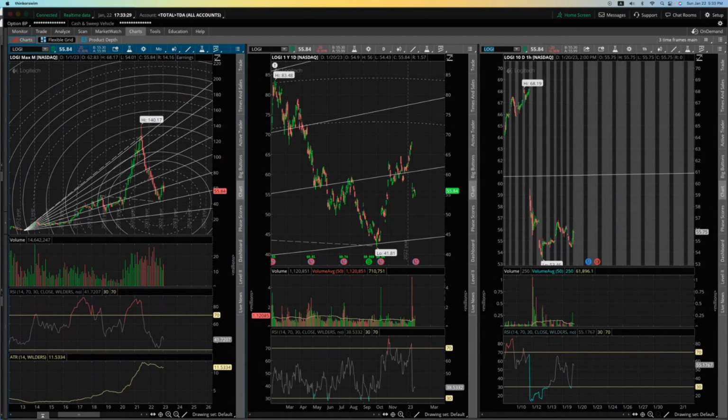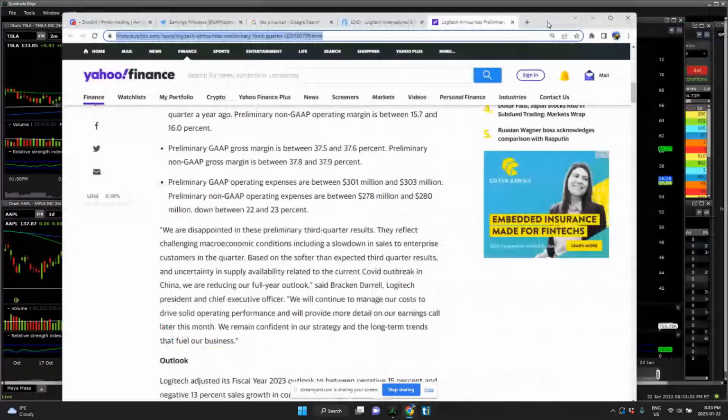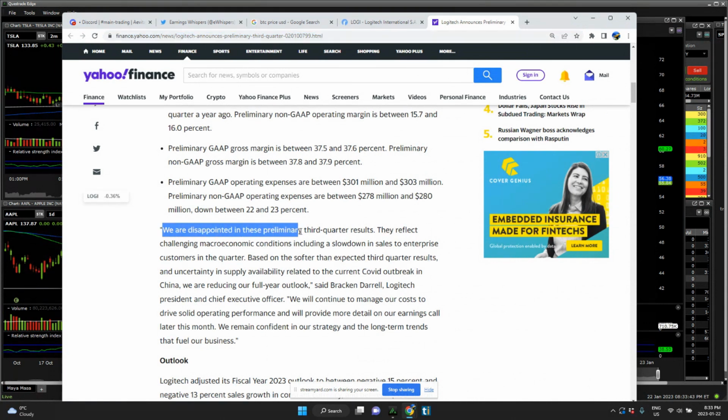The reason why Logitech gapped down is because it released preliminary third quarter earnings. They told us ahead of time what the results are going to be, and they are not good. Okay, so we are disappointed in these results. Don't get me wrong, we know what happens with earnings, chances are it's going to come back down some more.